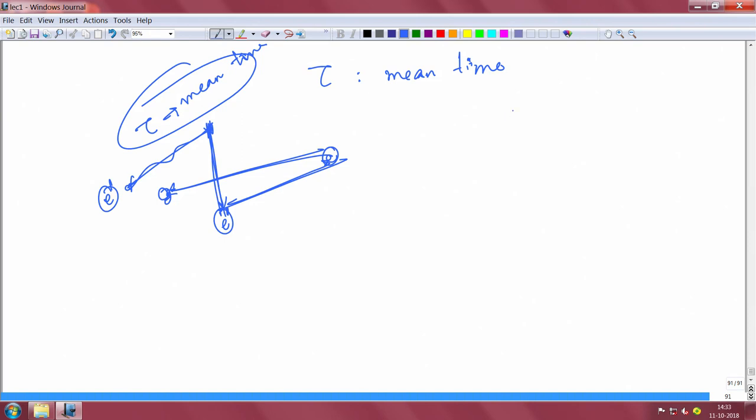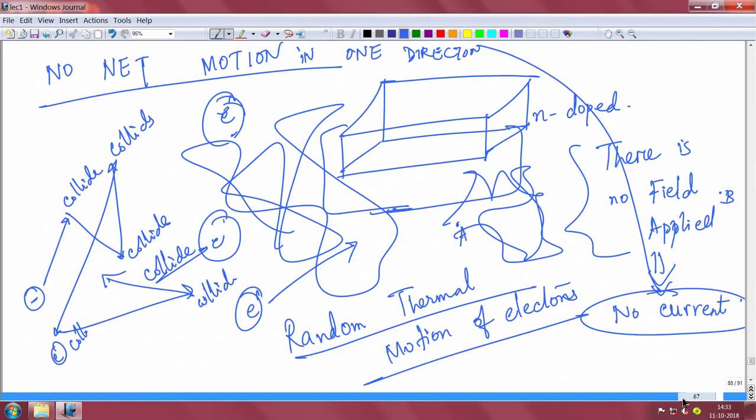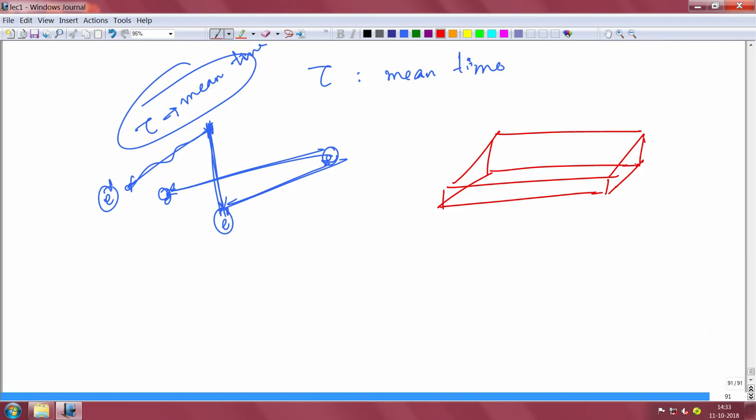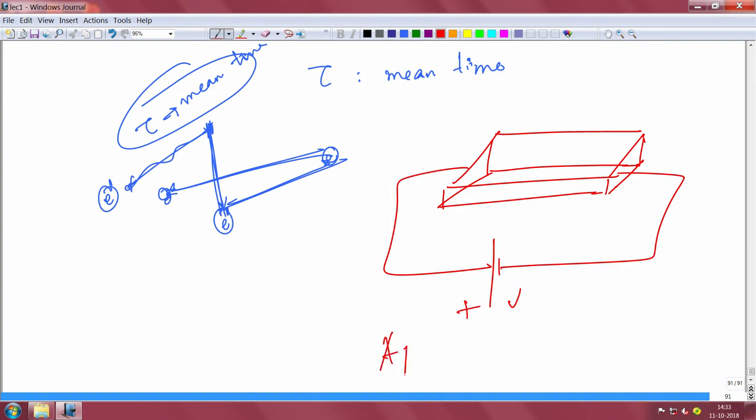Now suppose you look at the semiconductor, I had given this example, like a silicon semiconductor, a piece of silicon. Now what if I apply a field there? Suppose I have a piece of silicon, I'll just draw a block maybe like this. So I have a piece of silicon here. Suppose I apply a voltage now, which means I'm applying a field. What will happen then? Then there will be current. If I apply a field, then there will be current.